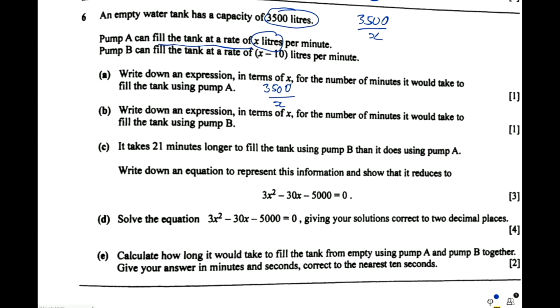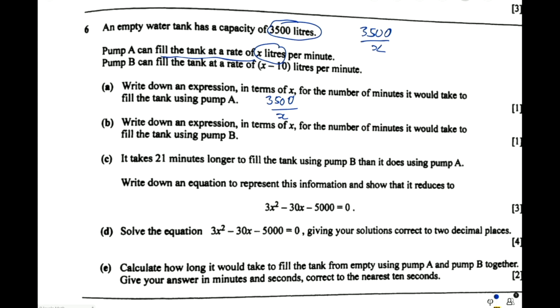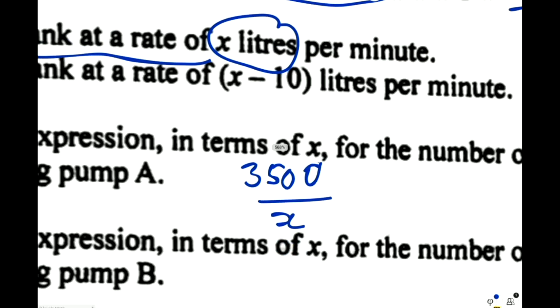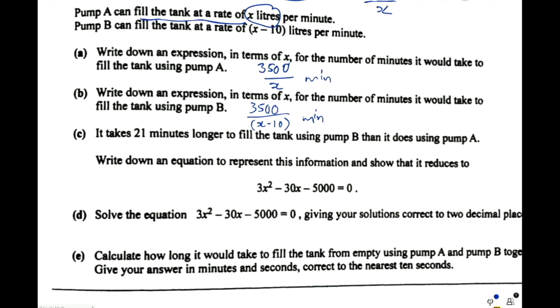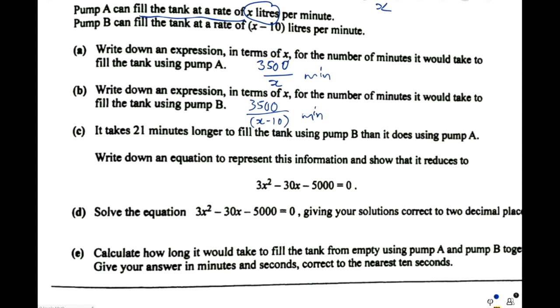So we shall continue. Part B: write down an expression in terms of x for the number of minutes it will take to fill the tank using pump B. Because pump B is x minus 10 liters per minute, I would just take 3500 divided by x minus 10. All this timing given would be in terms of minutes. So I got these two figures.